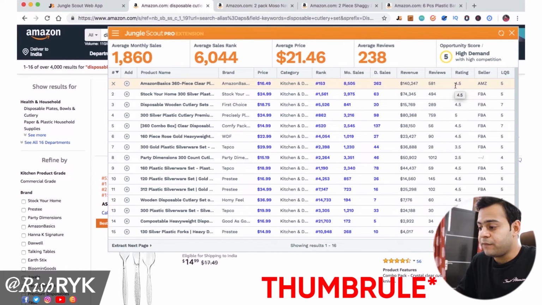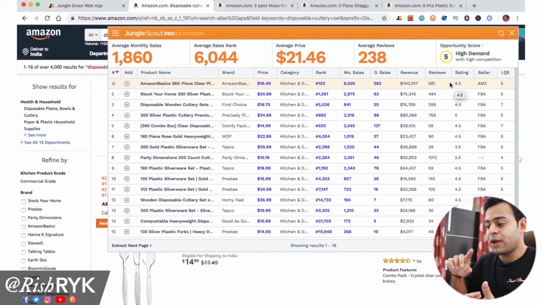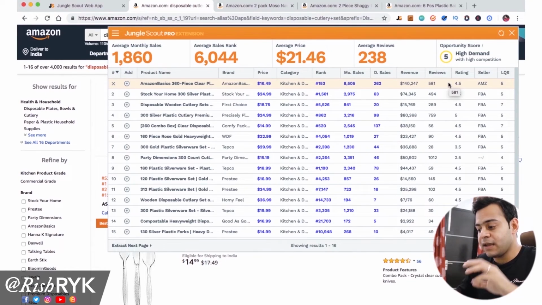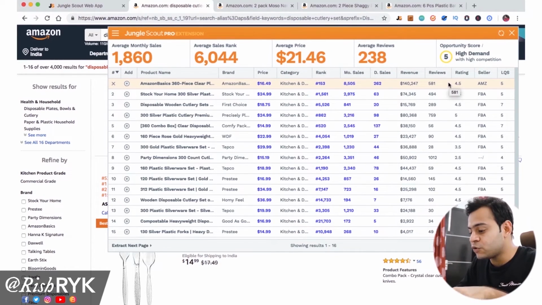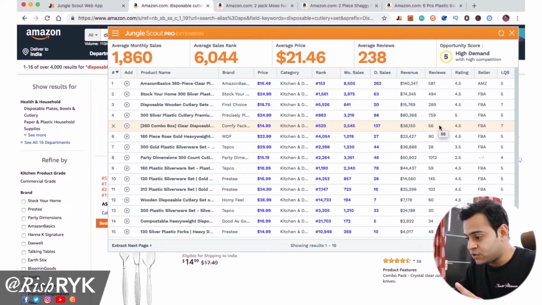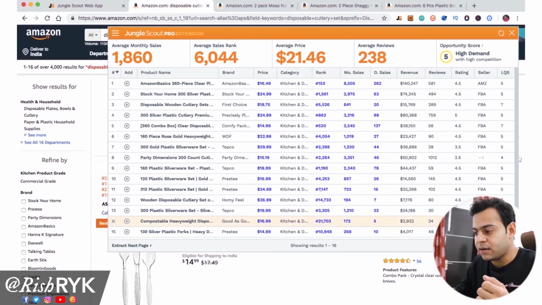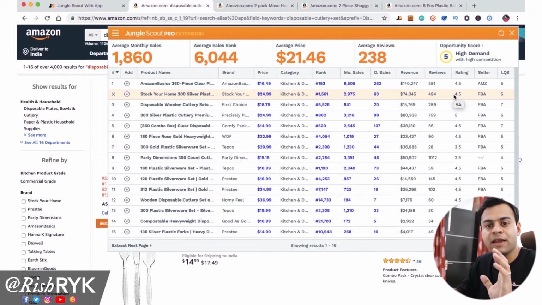Now the thumb rule for reviews, as I've been saying, is that you should at least have 3 to 4 products which are having 80 or fewer reviews. So let's count how many of them have 80 or fewer reviews. There's 1, there's 2, there's 3, there's 4, 5, 6, 7. Alright, so 7 of the products here have fewer than 80 reviews, which means there is enough space for you to get into this market and make your own space within the pool of these sellers.